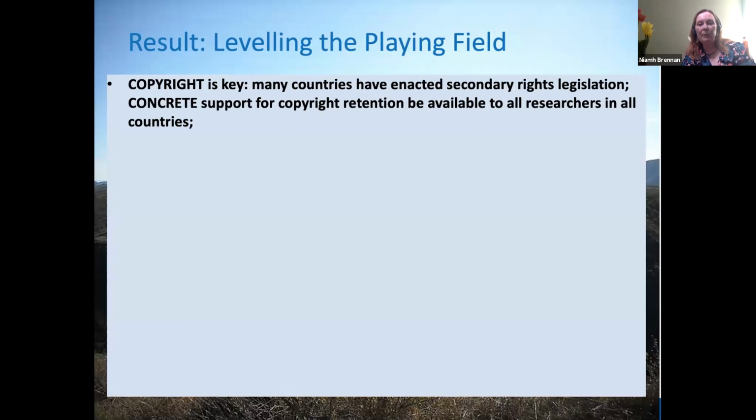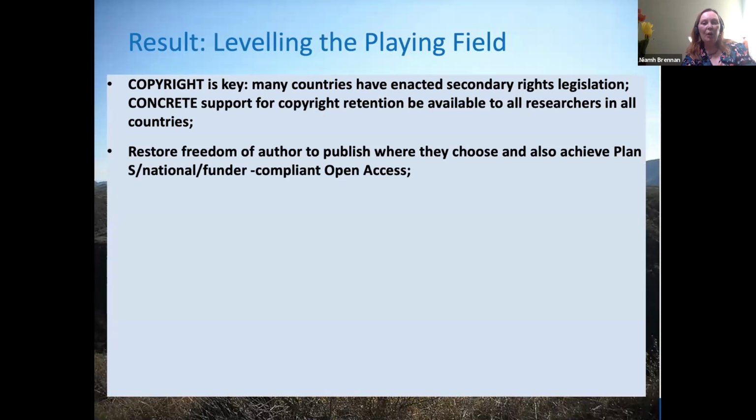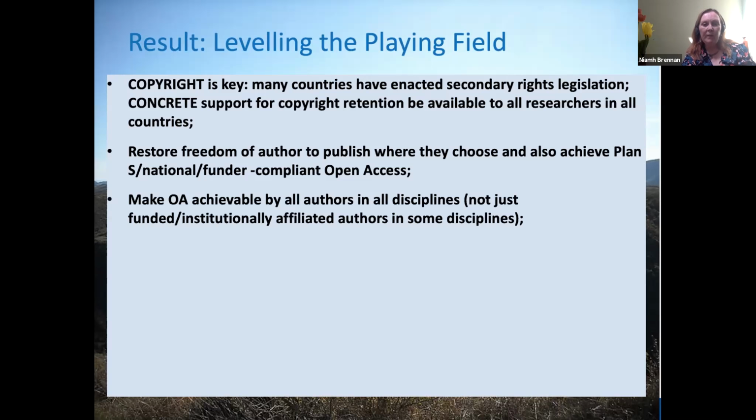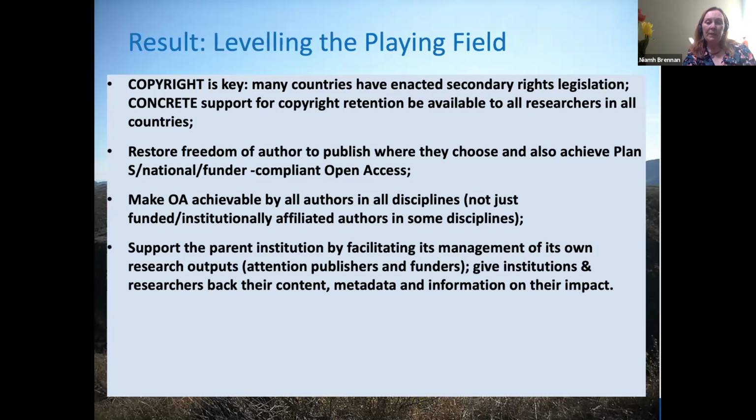The copyright is key. So a lot of countries have enacted rights, and we need concrete support for copyright retention to be available to all researchers in all countries. We need to restore the freedom of authors to publish where they choose, because authors are starting to look at open access as being a problem. And we don't want that, we've never presented it as a problem before. It's always been an advantage. We want to show that it's achievable by all authors in all disciplines, not just funded authors and not just institutionally affiliated authors in some disciplines.